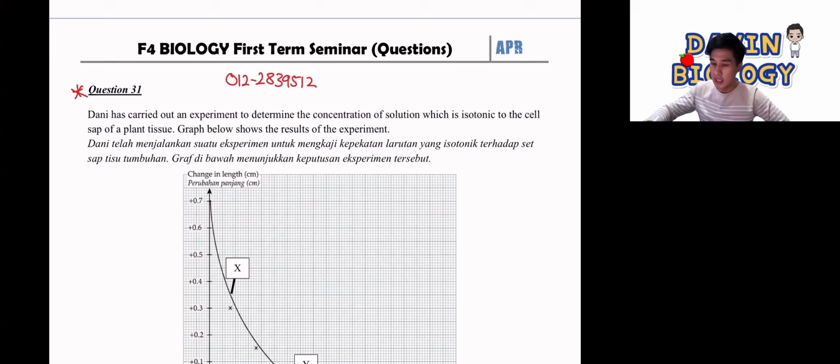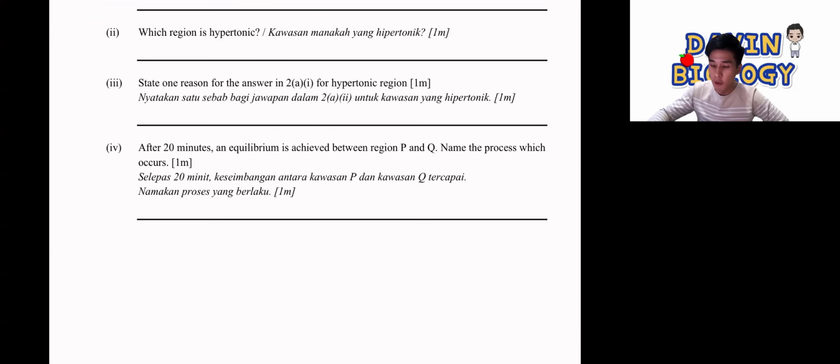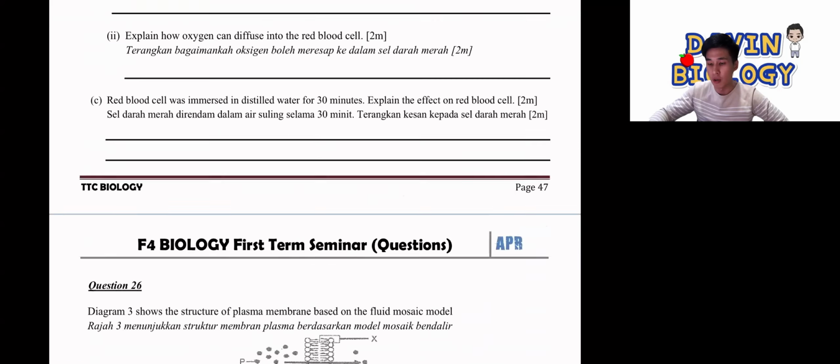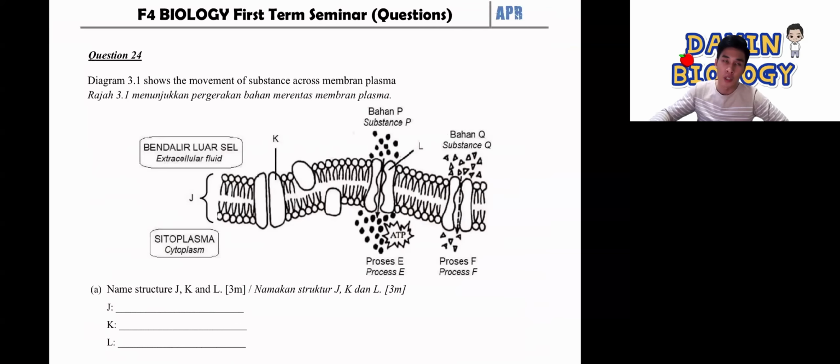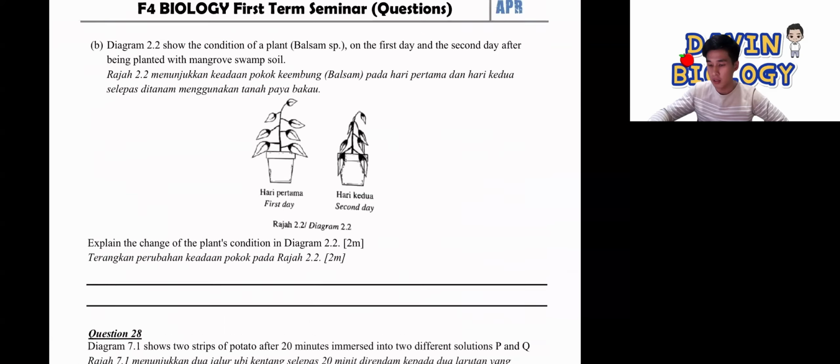What is meant by kingdom for paramecium? That one actually we only learn in Form 5, so you can just ignore it. That one is Form 5 only, so it's okay. Just ignore it.